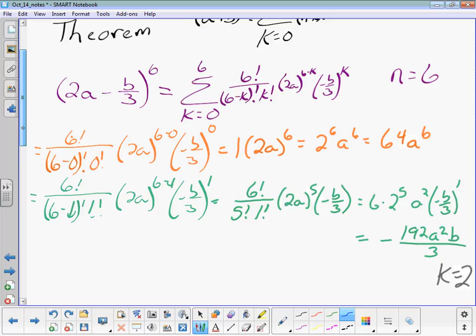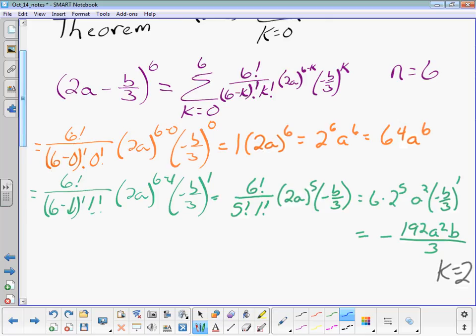And then if I bring that up, that's an a to the 5th, an a to the 5th. I don't know what's going on there. So I have a negative 192 a to the 5th b over 3. It's negative because our minus b over 3 had a first power. An odd number of exponents on the negative number gives you a negative value.